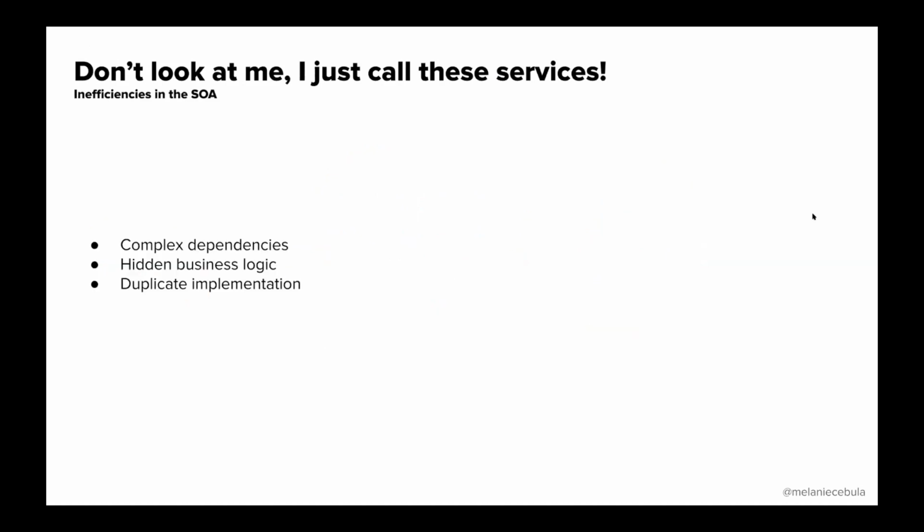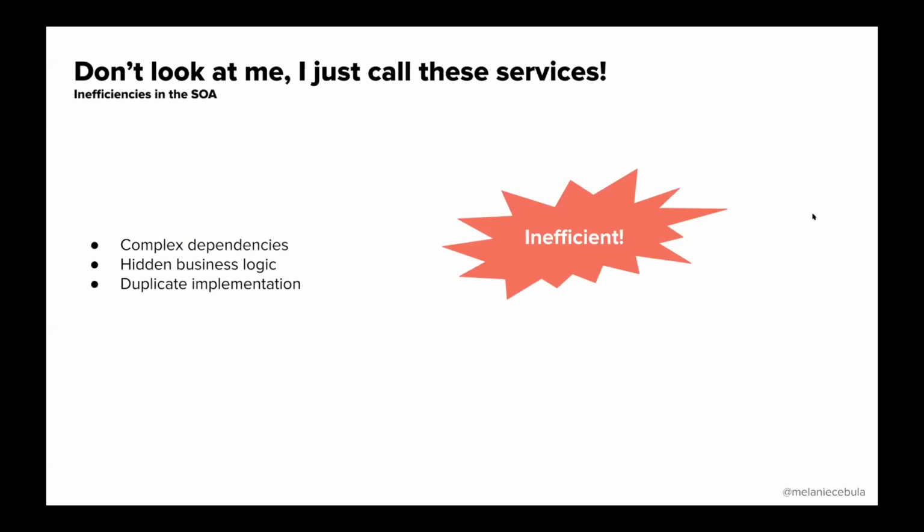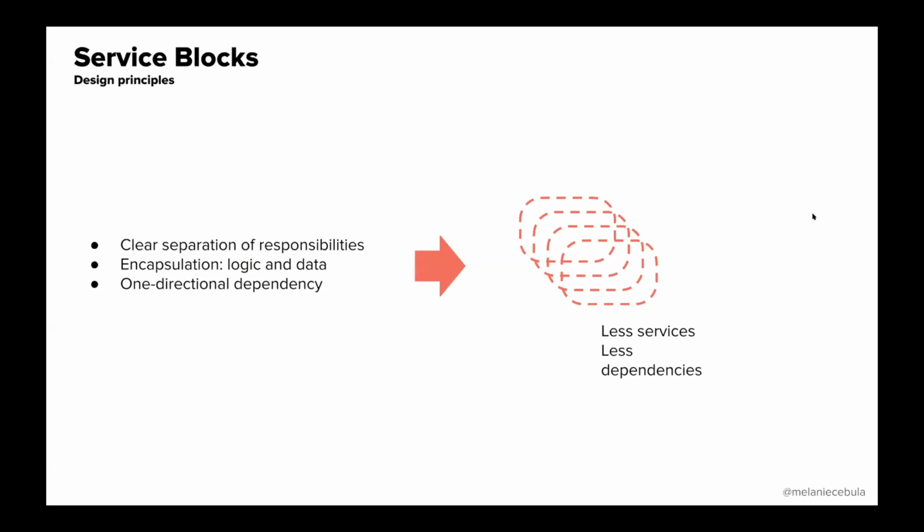And when I hear "don't look at me, I just call these services," well, that sounds like a code smell. There's basically an inefficiency going on. When you have these middleman services that just aren't doing very much, what you're actually surfacing is complex dependencies, hidden business logic. We've seen duplicate implementations. And so there's this sort of inefficiency going on in your architecture at that point. And that's not cool when we talk about cloud efficiency.